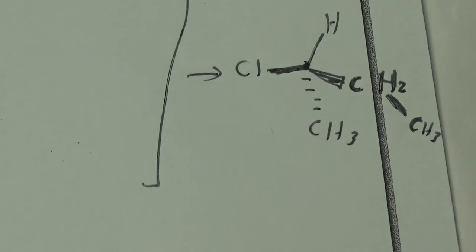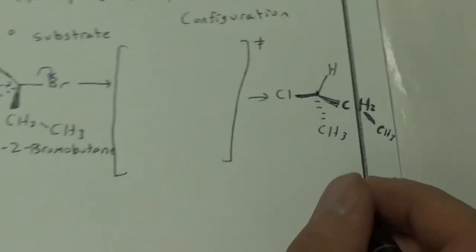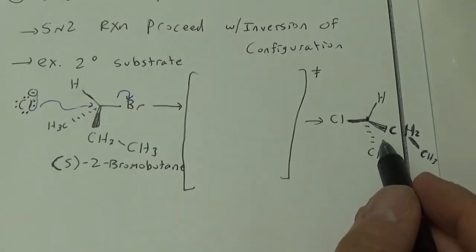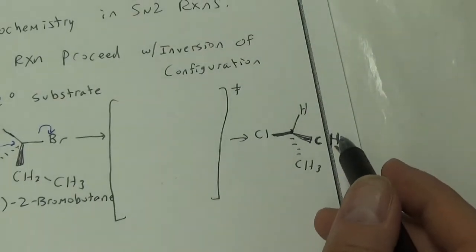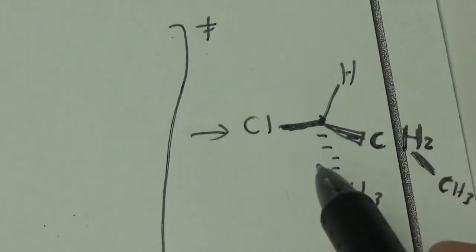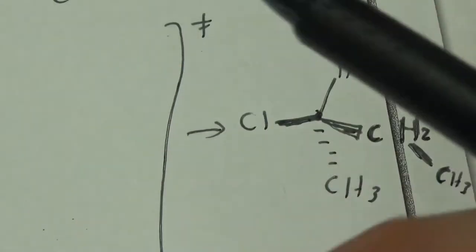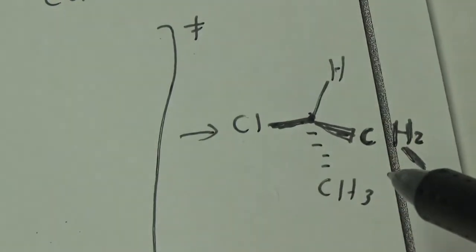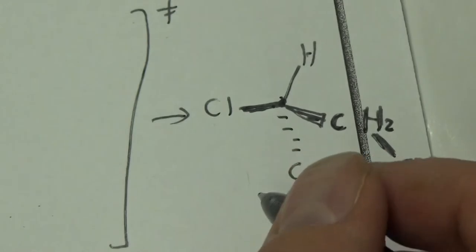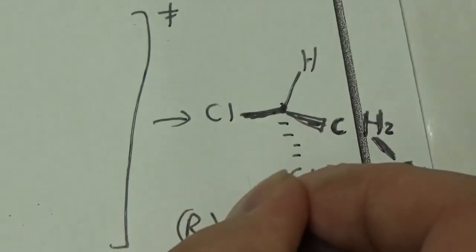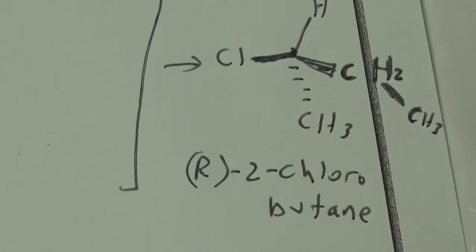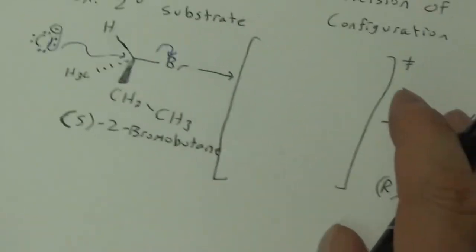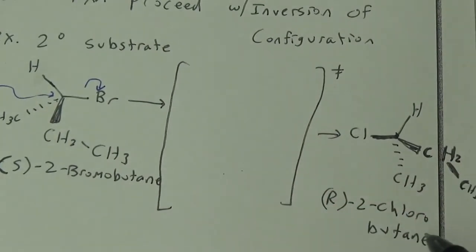I'll show the transition state in a second, but what do you think the name is going to be? It's going to be something chlorobutane. And let's check the stereochemistry. All right, so A, B, C, right hand, fingers start at the chlorine, wrap around to the ethyl, and all the way around to the methyl. That is right hand, that's R. R-2-chlorobutane. Weird. How do we go from S-2-bromobutane to R-2-chlorobutane?